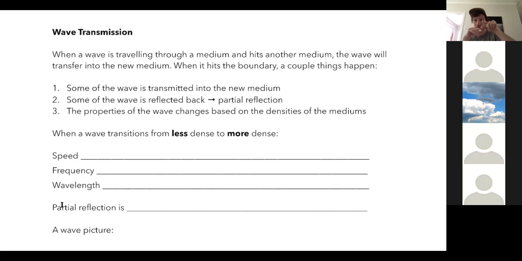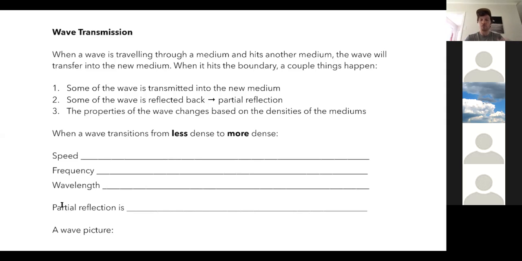There are three things that happen. You've got a wave traveling through a medium, and it hits a boundary and goes into a different medium. Your wave is going to transmit. So coming from the string to the Apple Pencil, some of this wave in the string is going to transmit to the Apple Pencil. Some of it is going to get reflected back into the string, and some of the properties are going to change based on the differences in the mediums. So you've got a transmitted wave, a reflected wave, and different properties.